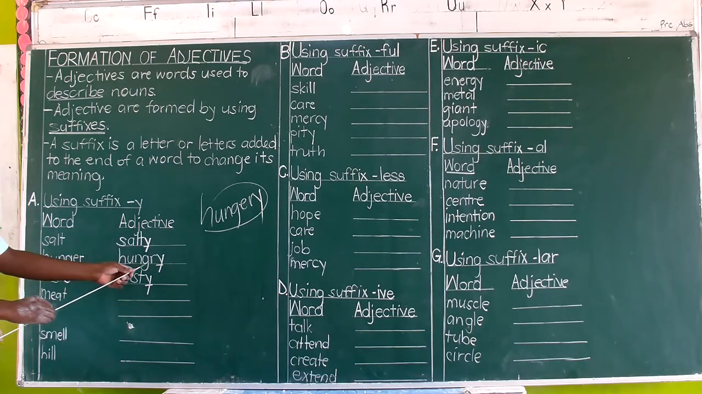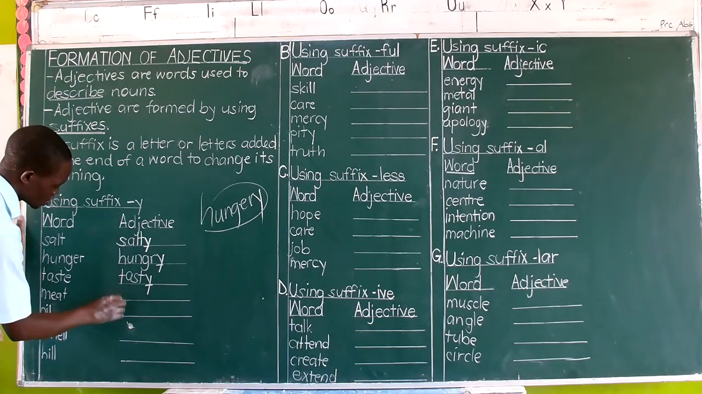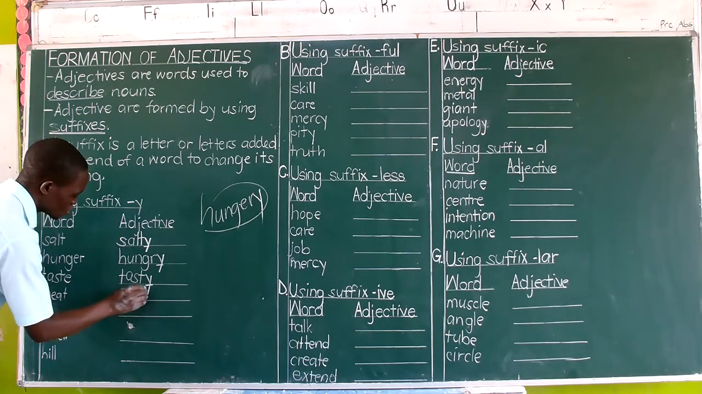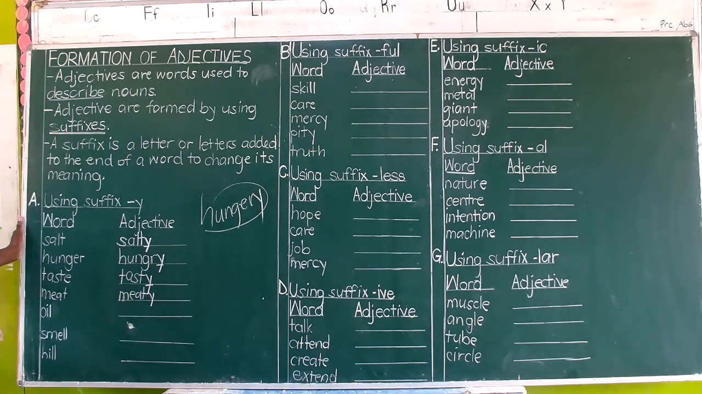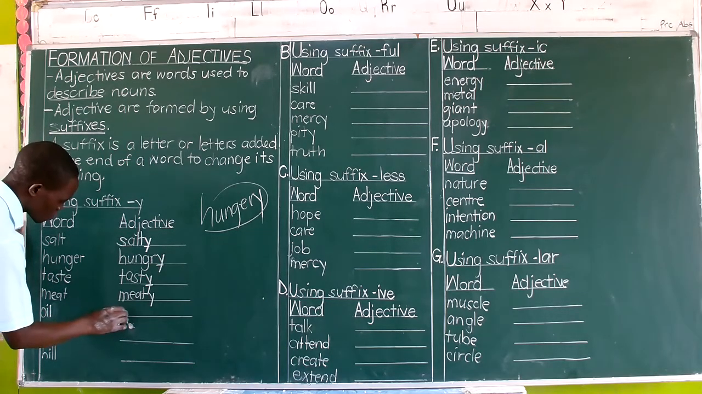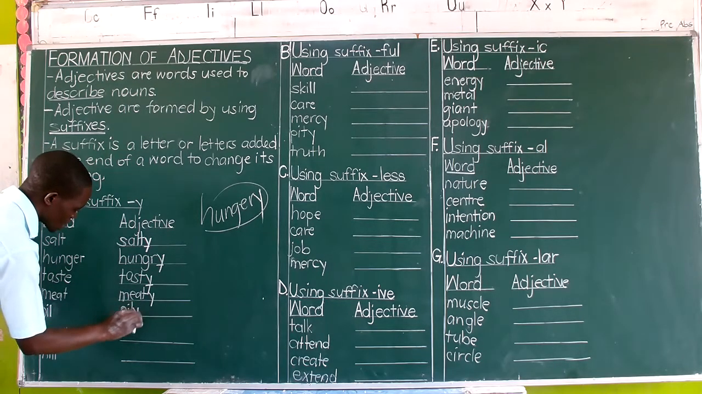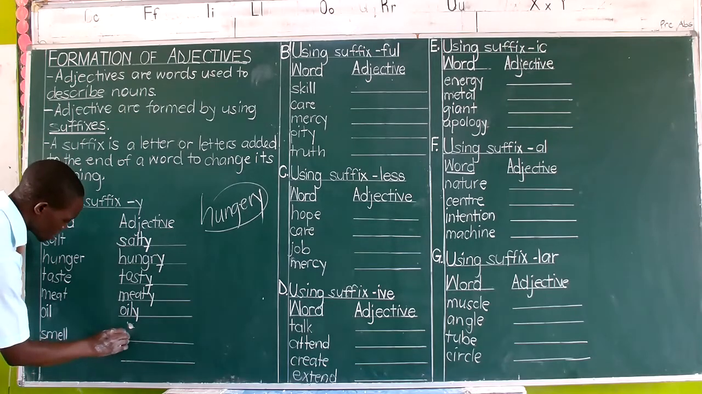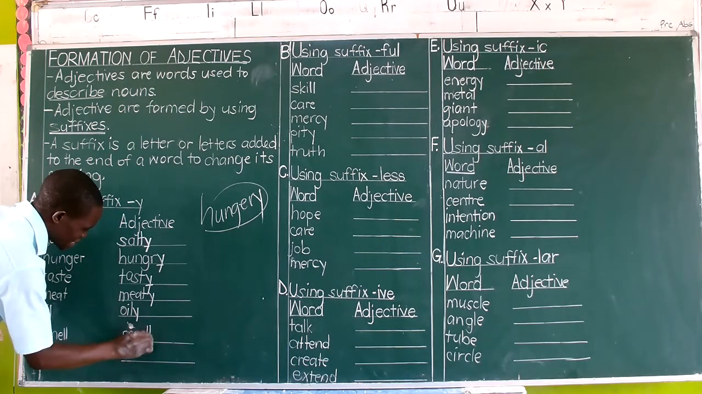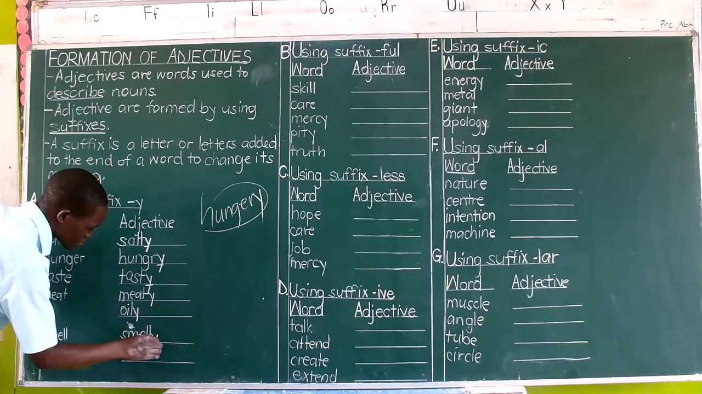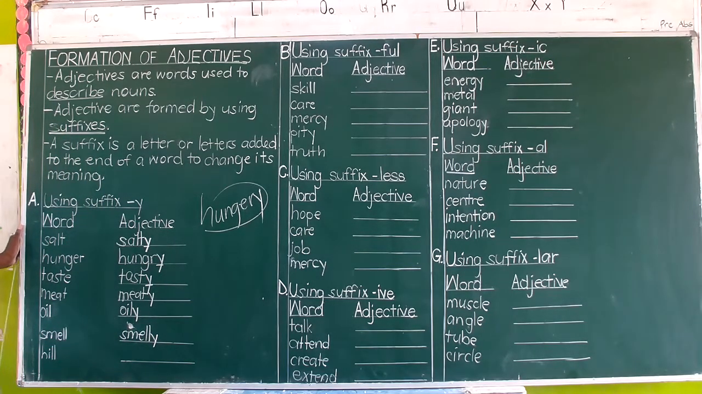Letter E has been dropped before adding Y. We go, meat can change to meaty, M-E-A-T-Y, meaty, as the adjective. From oil, we form oily as our adjective. Next, smell, which changes to smelly. If something smells, then you describe it as smelly.